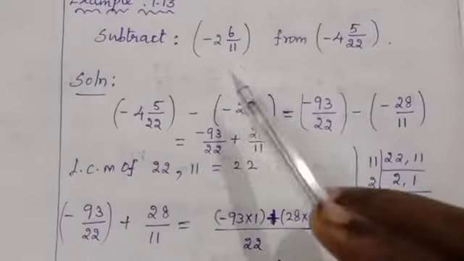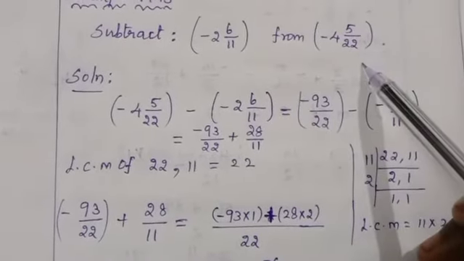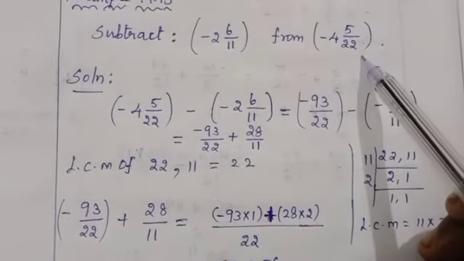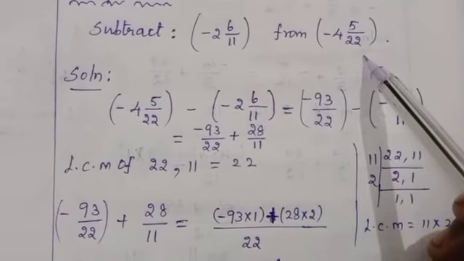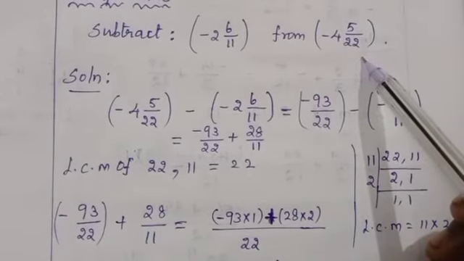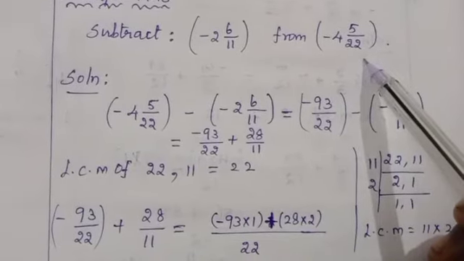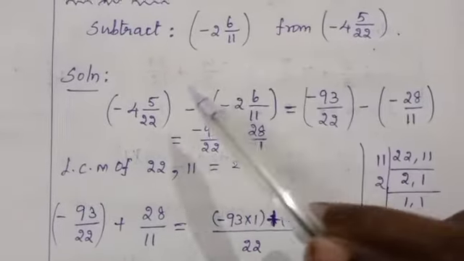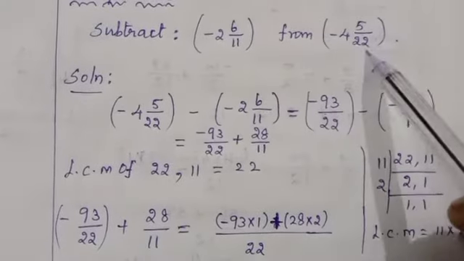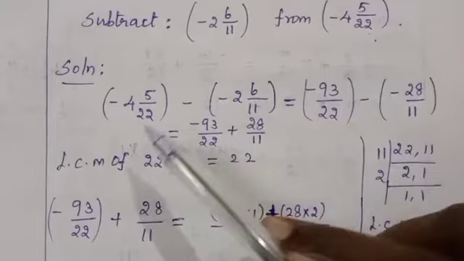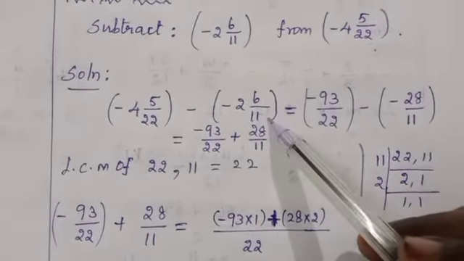Next example: subtract minus 2 6 by 11 from minus 4 5 by 22. It is a mixed fraction. Whenever mixed fractions are given, immediately you convert them into improper fractions. That conversion you already learned in 5th standard, 6th standard. First you write the given problem. Minus 2 6 by 11 is subtracted from this number, so first you write this number: minus 4 5 by 22 minus 2 6 by 11.